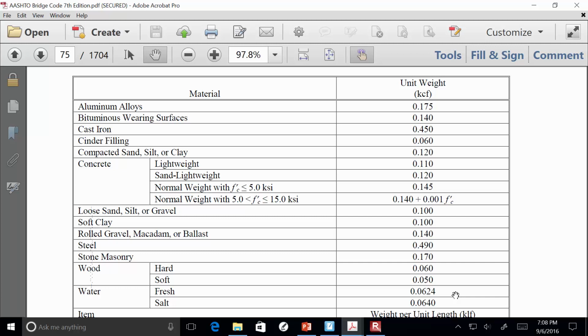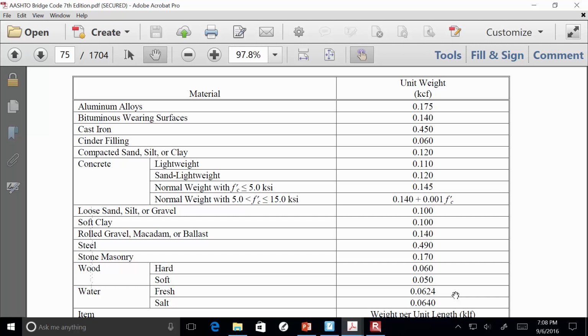Now, if you're on a bridge project and you're working with a particular manufacturer, and you need to know the unit weight, if you've got some unique component, you'll probably be able to get the weight of it from the manufacturer. But if you're dealing with something like typical concrete or typical steel or some of these other materials, you can get the unit weights right here. And these unit weights, the units are kips per cubic foot.